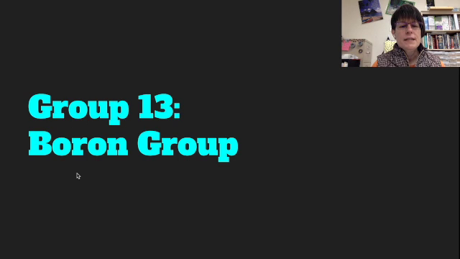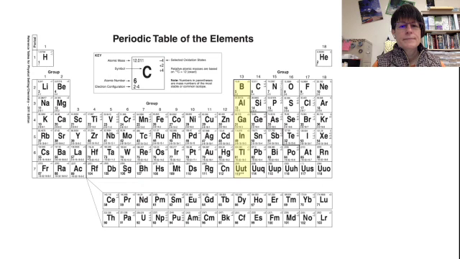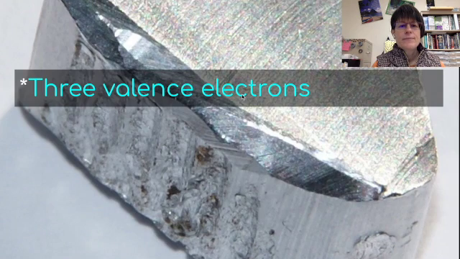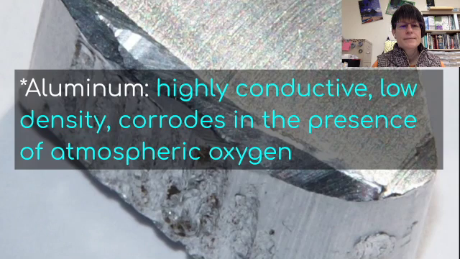Group 13 is the boron group. So right here, remember 3 valence electrons, because for groups 13 through 18 we drop off the 1. So 3 valence electrons. This is aluminum. Aluminum is highly conductive, has a low density, and corrodes in the presence of atmospheric oxygen. It's probably the most important element and the one that you would most recognize from this group.